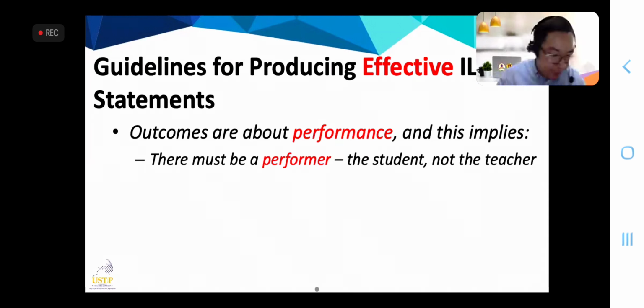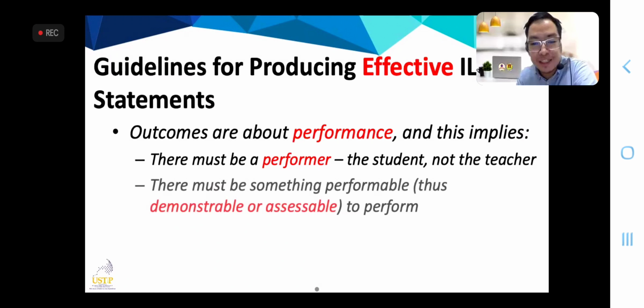Okay? Why? Because when I was still the chair of our department, when I was checking syllabi, I noticed: the teacher will be able to discuss the three laws of motion. Di ba? Who's the performer there? It's the teacher, not the students. What we want again in an OBE curriculum is that students demonstrate. So there must be a performer.